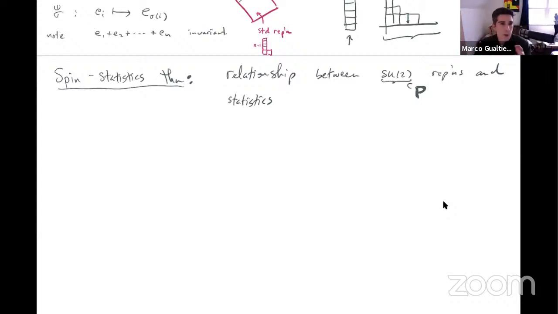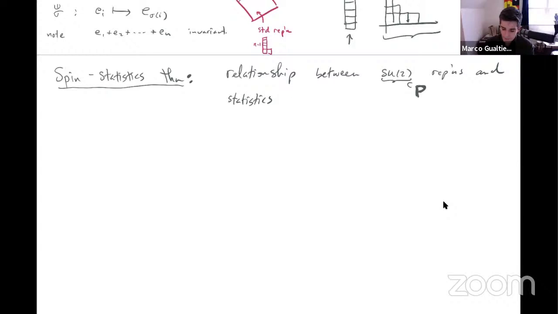Okay, and every particle behaves under a representation of this group. And the theorem is that the statistics of the particle, the statistics of multiple identical particles, is related to which representations of the Poincare group it has. And that relationship is that if it's integer spin, then it's a boson. And if it's half integer spin, it's a fermion.